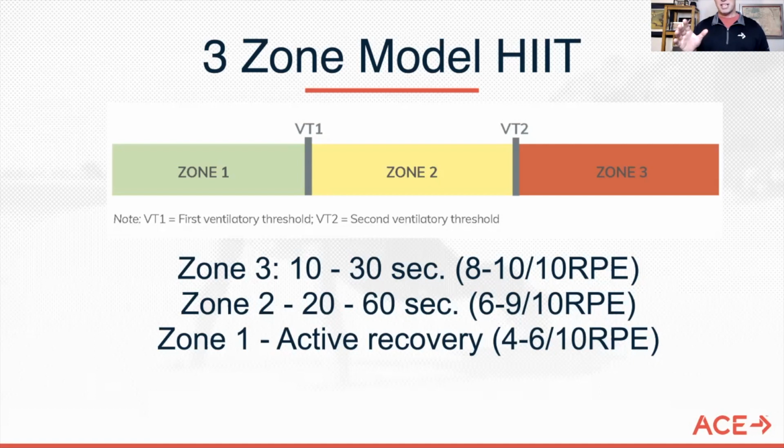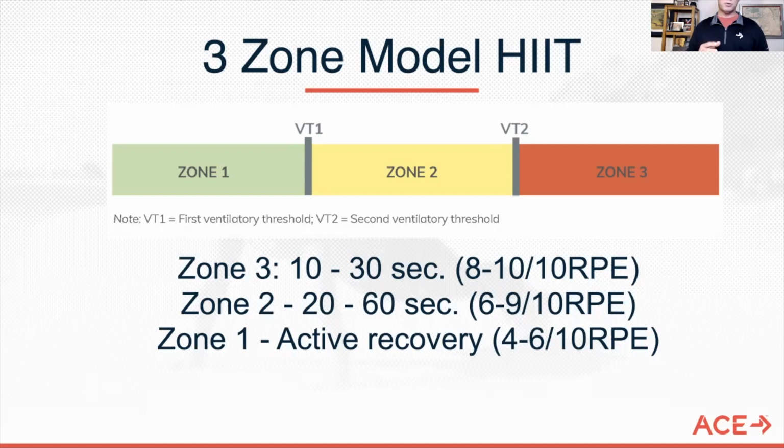Zone 3 should only last between 10 and 30 seconds. Tabata training is a perfect example of that. Tabata work intervals are 20 seconds of work, followed by a brief 10 seconds of recovery. Zone 2 intervals can be between 20 and 60 seconds in length.